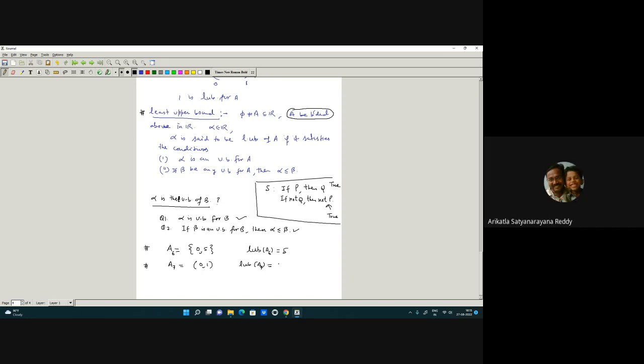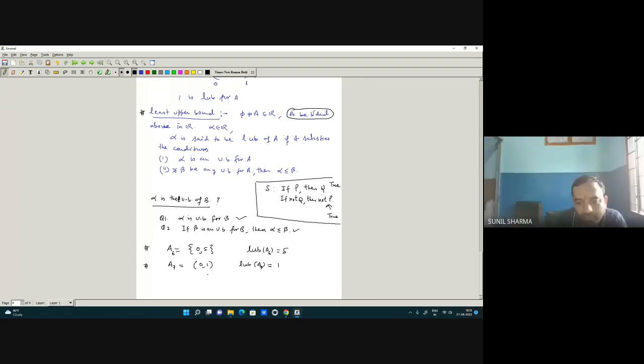Okay, 1. But we need to check. Is 1 an upper bound? So we check the first condition: 1 is an upper bound for A. Is it satisfied? Yes, sir. Now the second condition: if beta is any upper bound for A, then alpha is less than or equal to beta. Here 1 is the upper bound, and we have to show that it is the least upper bound.